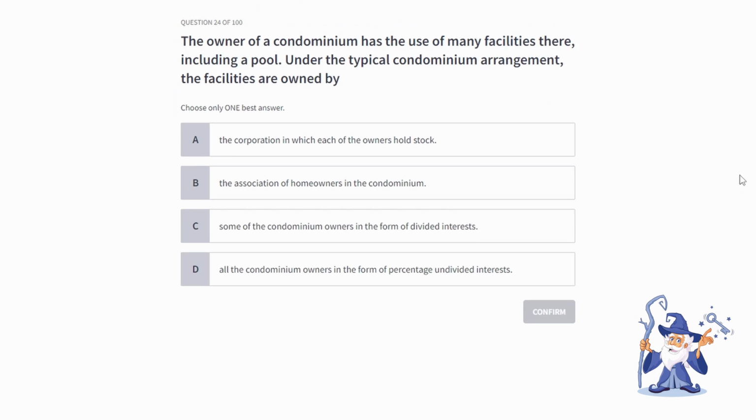Okay, 24. The owner of a condominium has use of many facilities there, including a pool. Under the typical condominium agreement, the facilities are owned by: A, the corporation in which each of the owners hold stock; B, the association of homeowners in the condominium; C, some of the condominium owners in the form of divided interest; or D, all the condominium owners in the form of a percentage of undivided interest. So go ahead, take some time, think that one over, and come up with your answer.